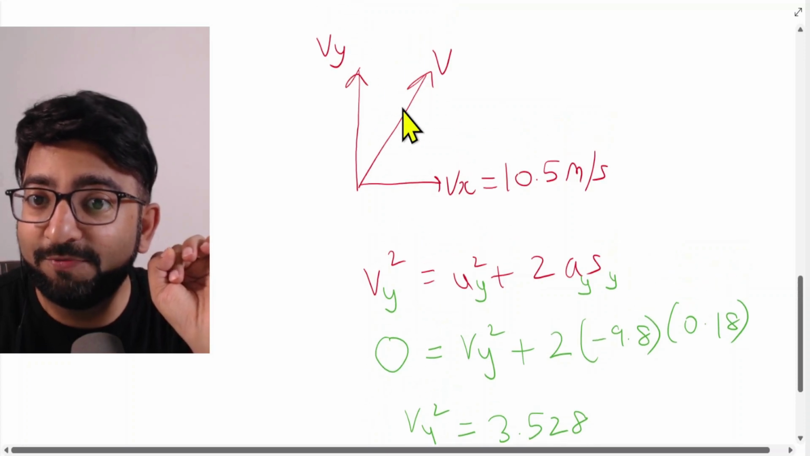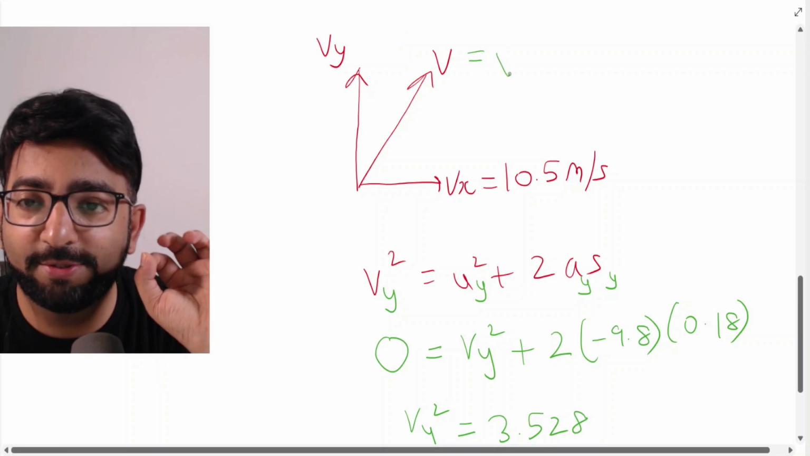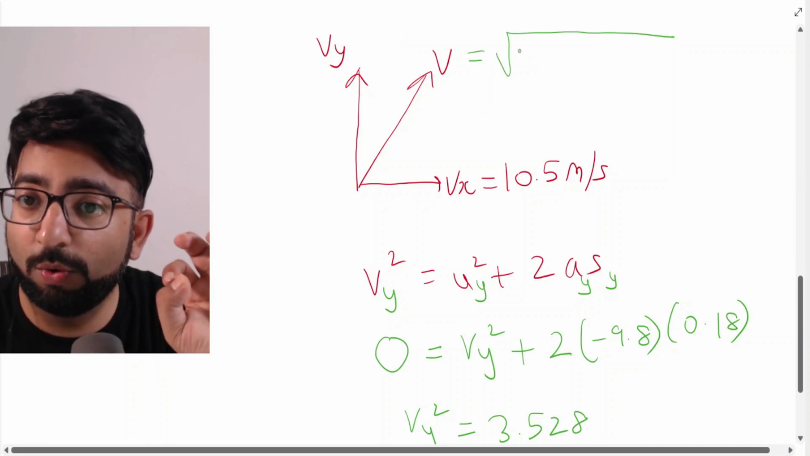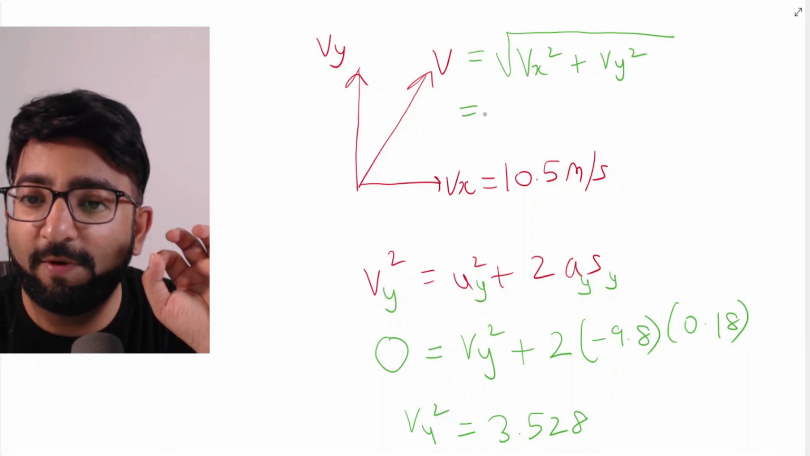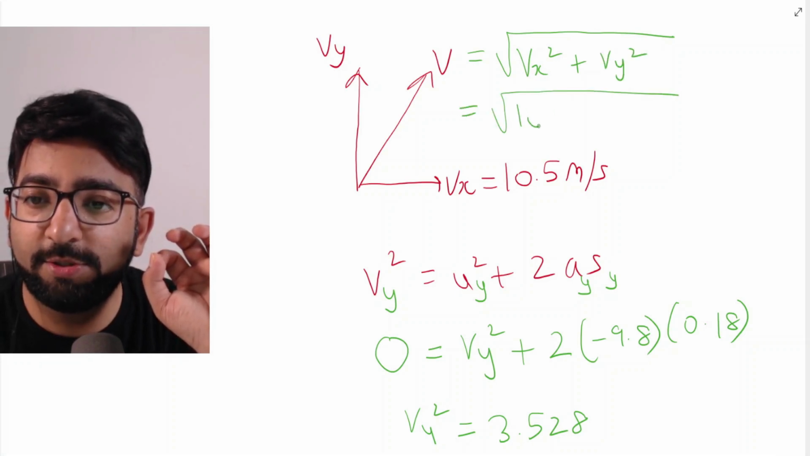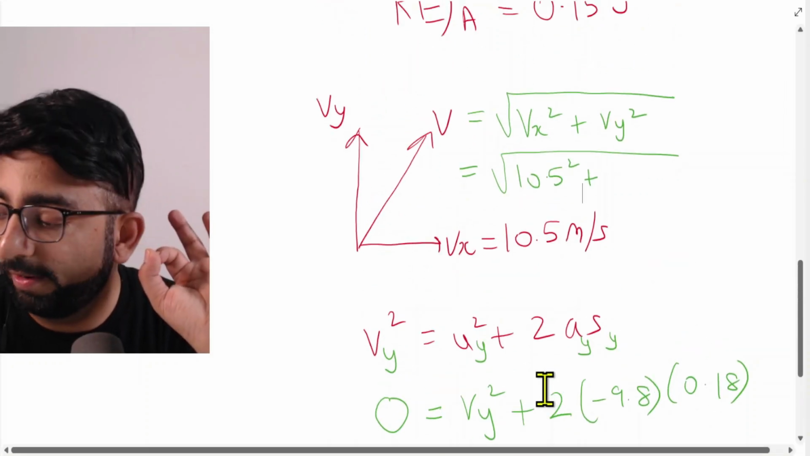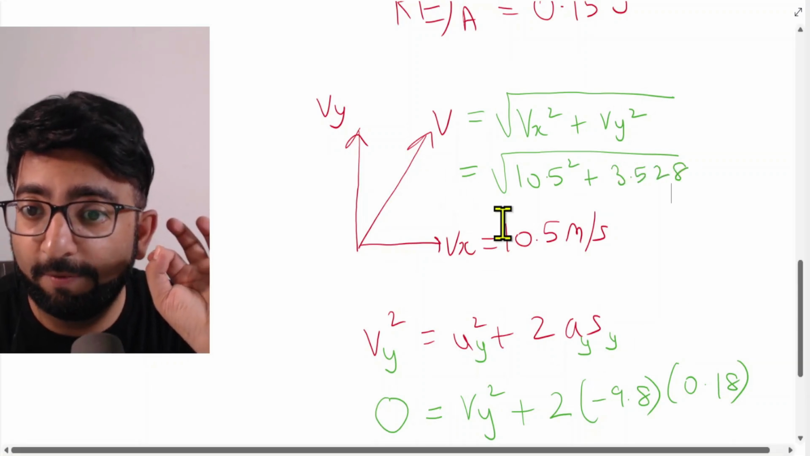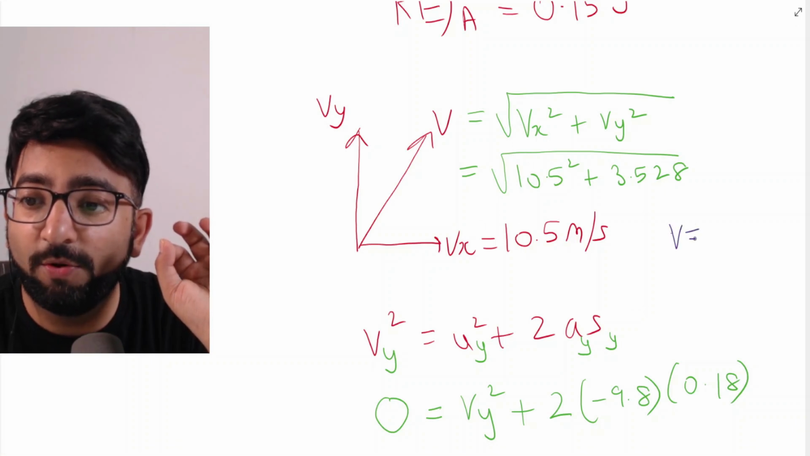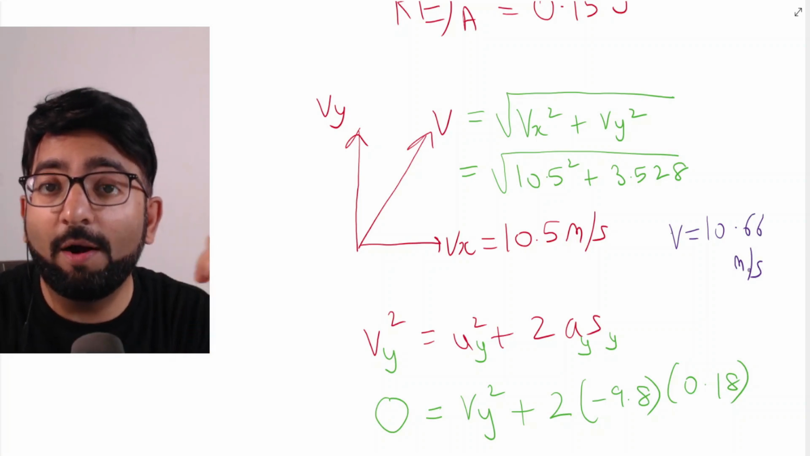Now there is no need to square root this expression. There is a reason, because we are supposed to find the overall velocity V. And how do we do that? Using the Pythagoras theorem. So we will write V is equal to square root of Vx square plus Vy square. Vx value we already have, which is 10.5 squared, and the Vy square we can directly write as 3.528. And now if we simplify the square root, we will get the value of V as 10.66 meters per second. That is the final velocity immediately after the bounce.